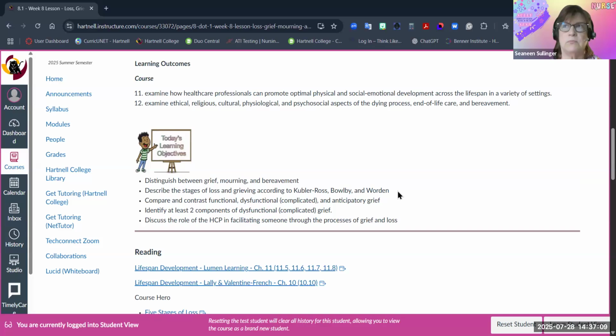Anticipatory grief, you know it's coming. You can anticipate that it's coming. Generally with a chronic illness, somebody in hospice care, we know it's coming. We're just not sure when. How do we recognize components of complicated grief? And what is our role in facilitating someone through the process of grief and loss?